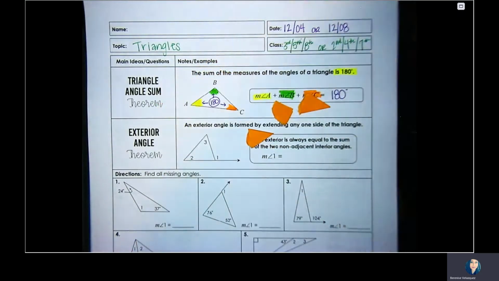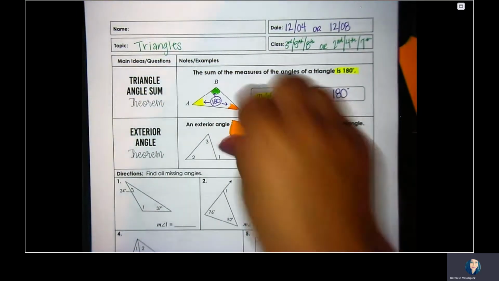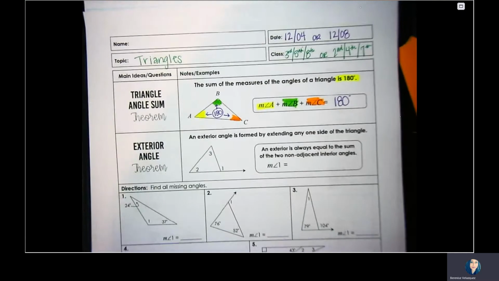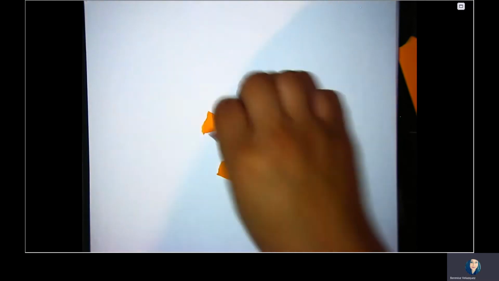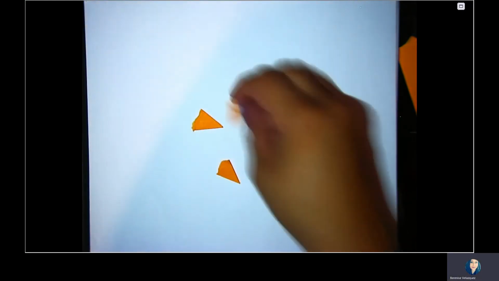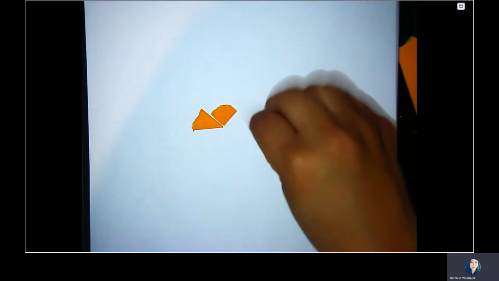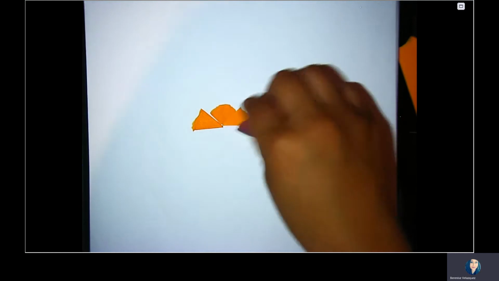So let's test that out. I should be able to form a straight line matching up these corners. So in order to do that, I'm going to take a white sheet of paper just so you don't see this background anymore. And you don't have to do this part. This is just to explain why it's 180. Okay, so what this is saying is if I link up all of my corners, I should get 180 degrees, which is a straight line.